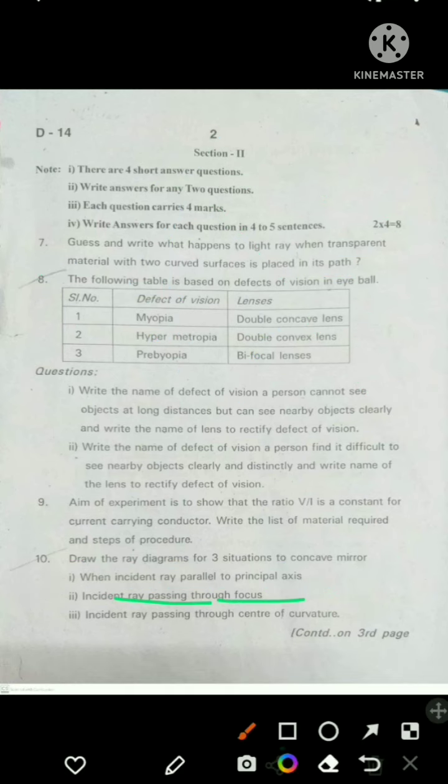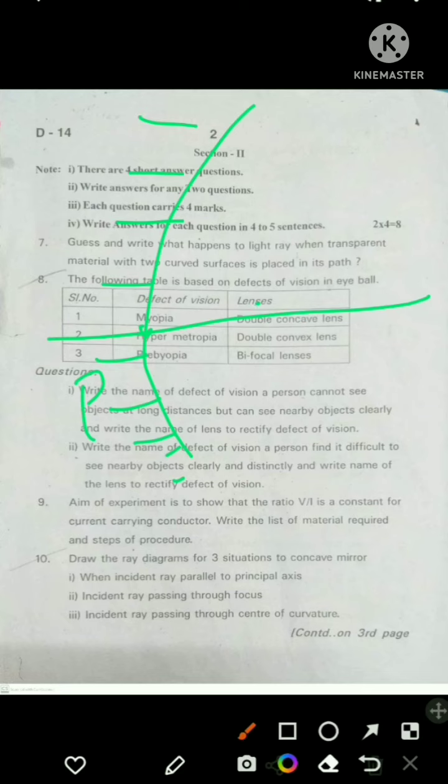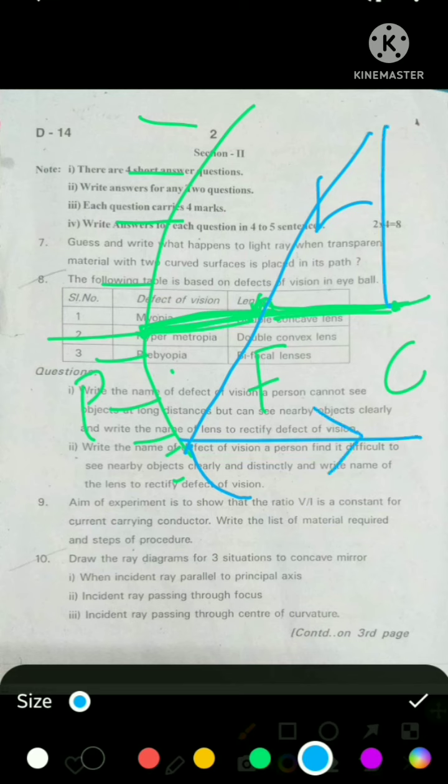Next is the second bit: incident ray passing through the focus. Passing through the focus is the opposite of the first rule. Whenever a ray is passing through the focus, it will be parallel to the principal axis after reflection. And one more thing, the distance between P and F should be equal to the distance between F and C. For example, if you take the distance between P and F as 2 cm, take the distance between F and C also as 2 cm. So a ray passing through the focus is parallel to the principal axis whenever an object O is placed.